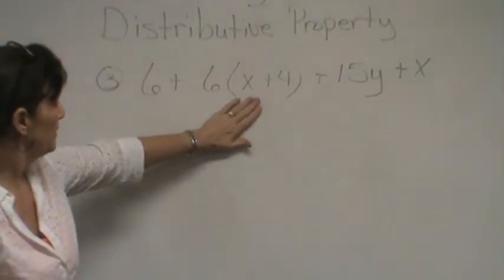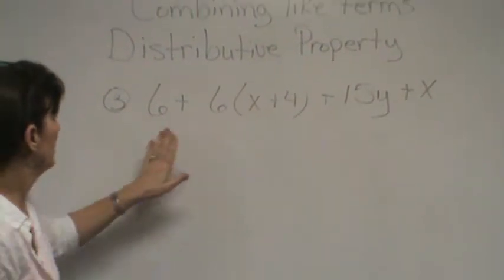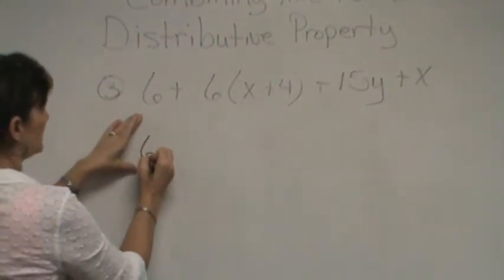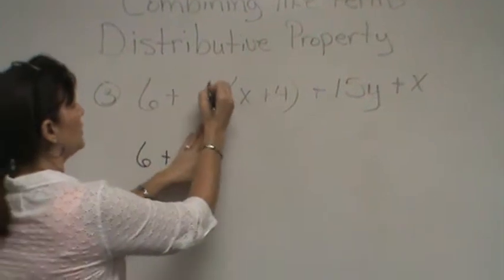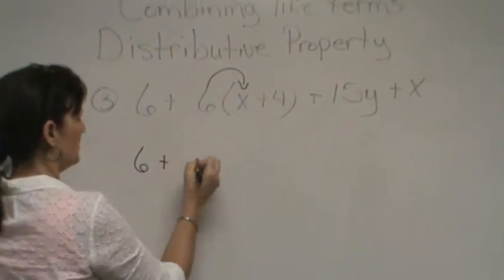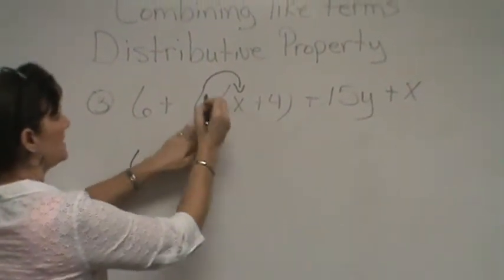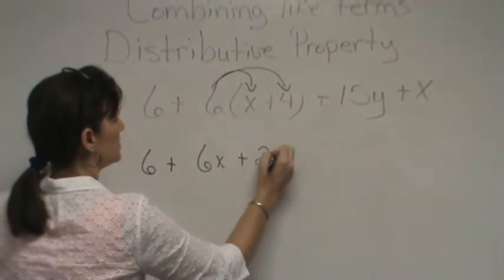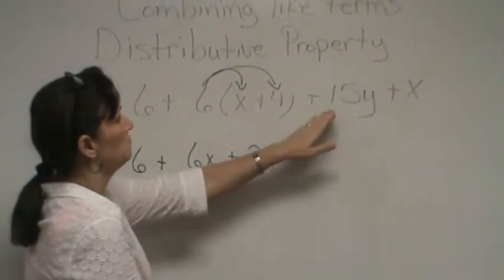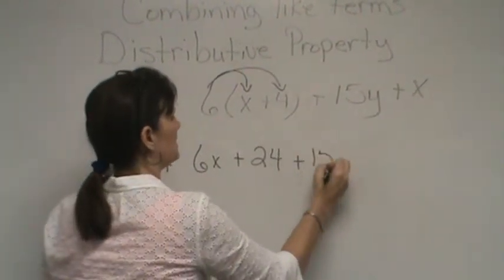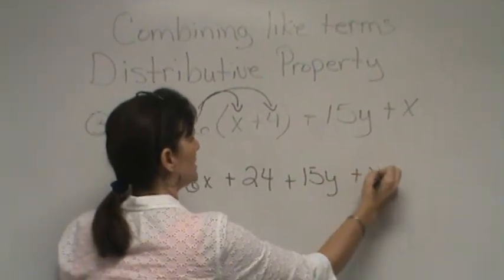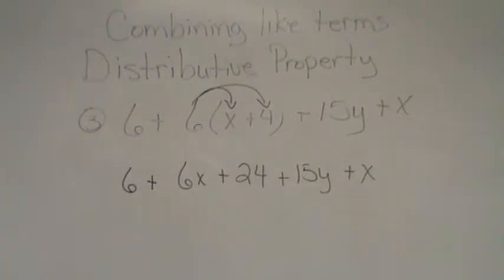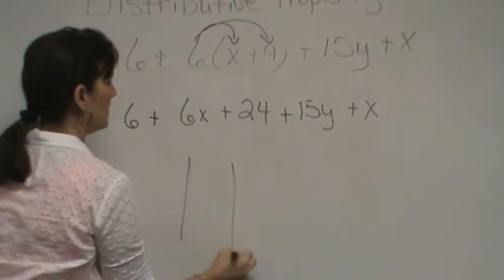Ooh, I have some distributive property here I'm going to have to take care of. So I'm going to bring down my 6 plus, now I'm going to distribute. 6 times x is 6x. 6 times 4 is going to be plus 24. Okay, plus 15y plus x. Bring everything else down. Now I can do my columns.